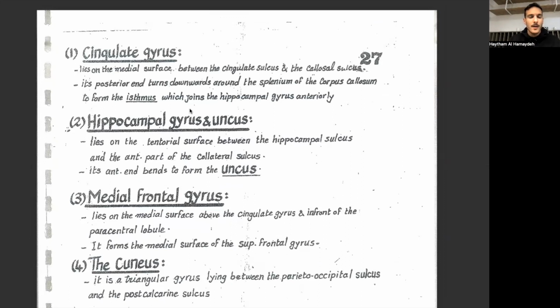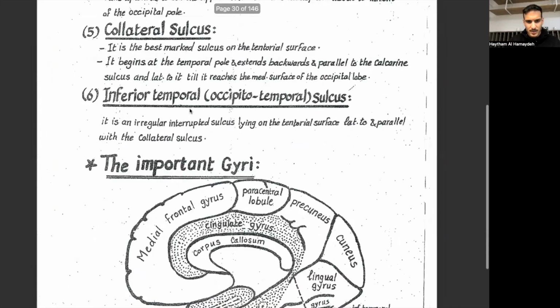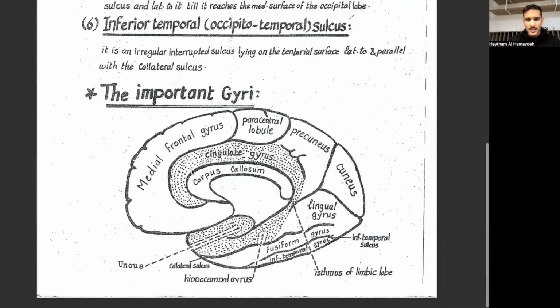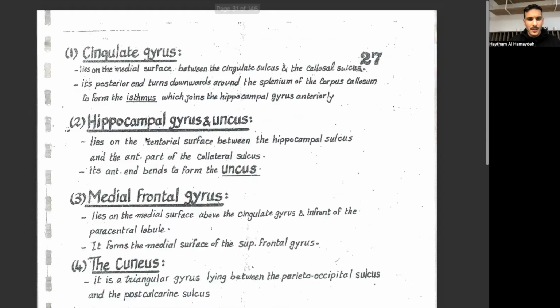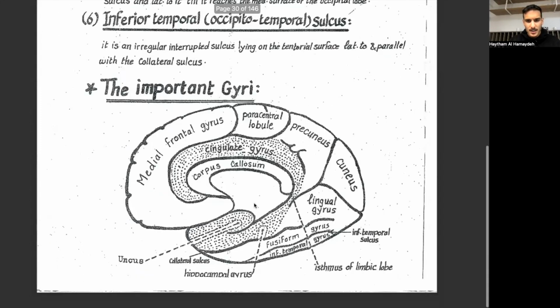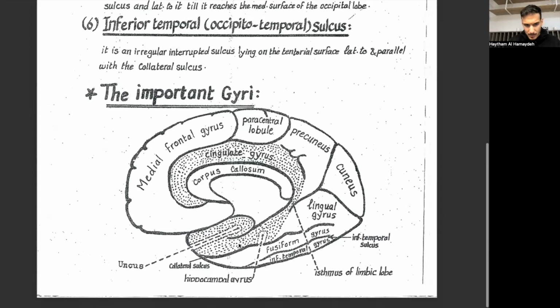Okay, cingulate gyrus. Found above the corpus callosum. Then we have the hippocampal gyrus and uncus. That's the hippocampal gyrus, and that's the uncus. That's the cingulate gyrus. That's the medial frontal gyrus, the paracentral lobule, the precuneus, and the cuneus. And then we have the lingual gyrus here, the fusiform gyrus, the inferior temporal gyrus.